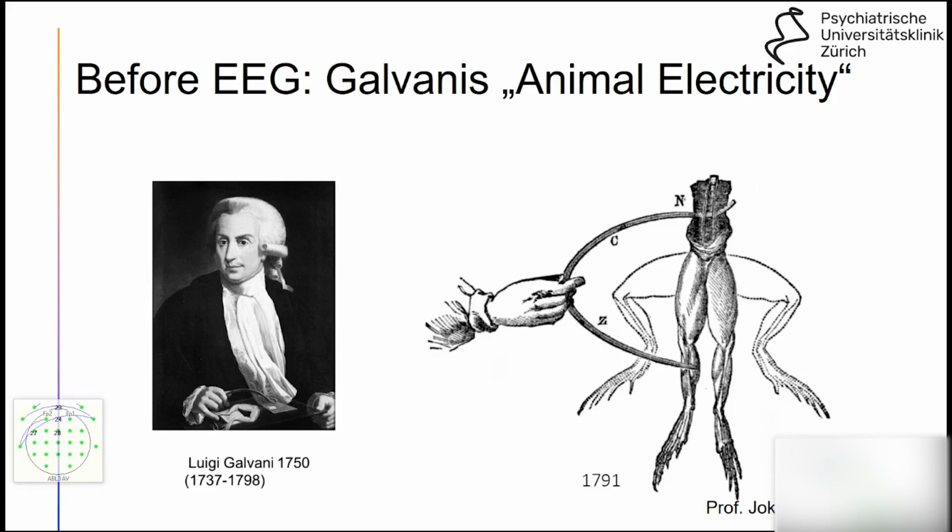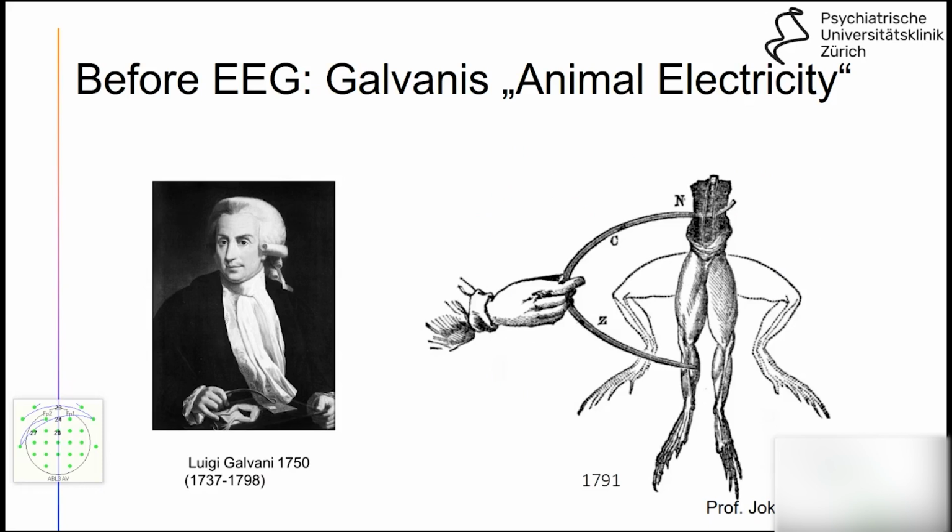So let's jump a little bit into the history. What were the beginnings? That's a very, very brief history. In the beginning, there was Galvani's animal electricity. People realized in the 18th century, first Luigi Galvani, that there is some kind of electric activity, and even more, that activity of the muscles can be triggered by inducing electricity.